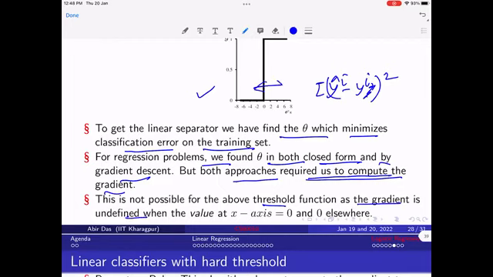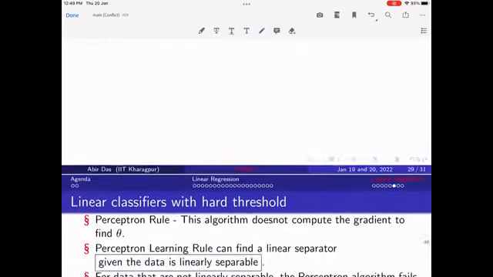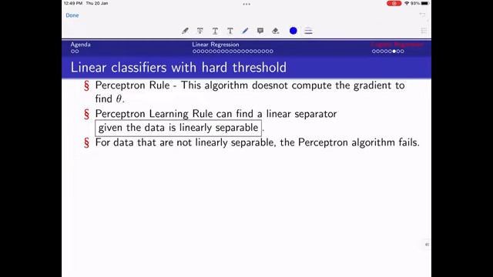Here the gradient is undefined at this point, at 0, when the value on the x-axis is 0, and 0 elsewhere. I mean, here the gradient is 0, here the gradient is 0, and here it is undefined. So that is the problem in trying to extend regression to classification using the same linear hypothesis. What we can do is use the perceptron rule, where the algorithm does not compute the gradient to find theta. So it works in a separate way.